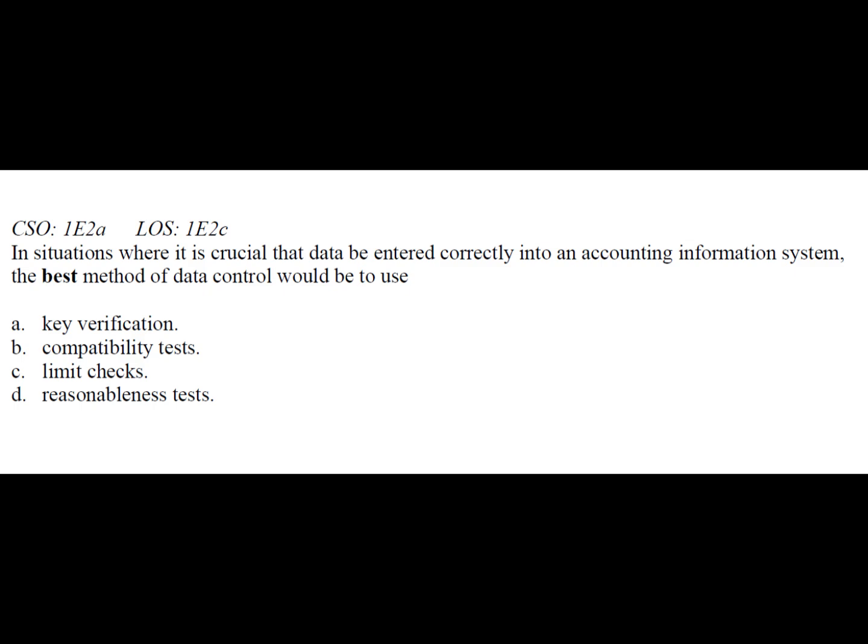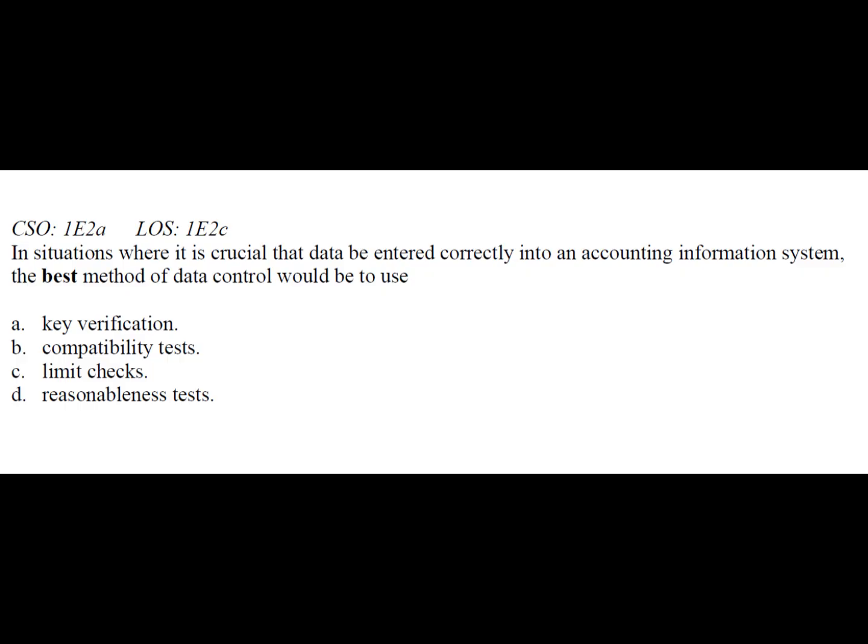Some controls evaluate the logic or limits of data, while others directly confirm that the information entered matches the original source document. The most effective control for ensuring accurate data entry is one that independently verifies the keystrokes made by the operator. A. Key verification.